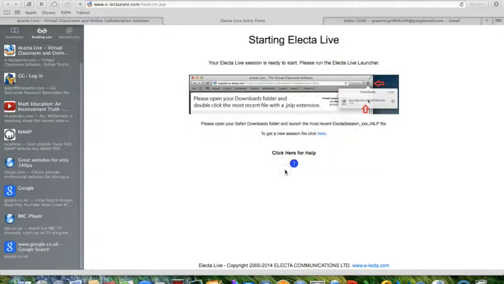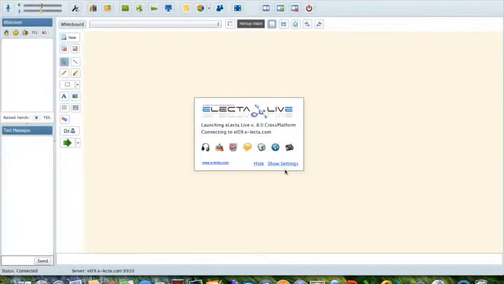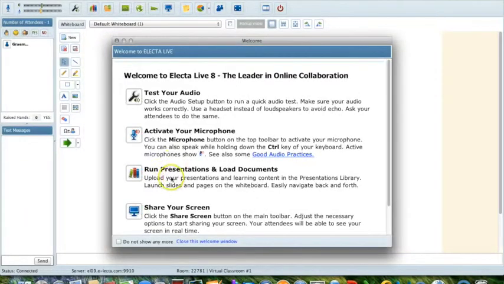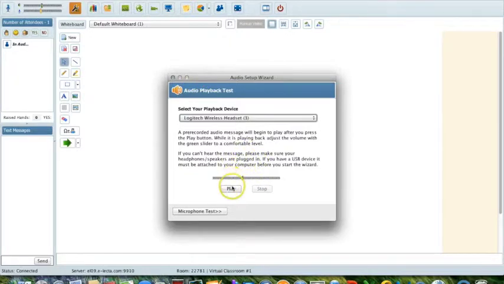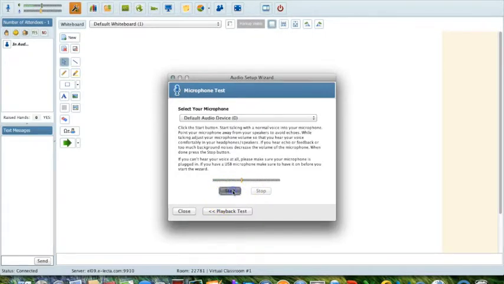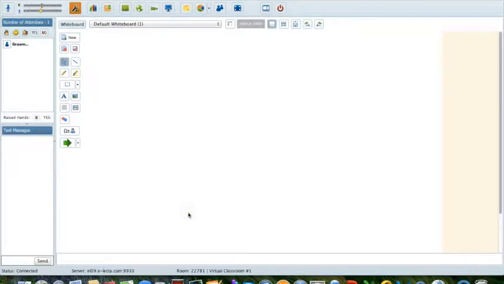If I run that, you'll see I get my whiteboard up. There's a couple of checks you need to do at the start, just to test that the audio's working and to activate the microphone. So we can do that. If I click on there, I can check that. That's obviously working. And then the microphone test, if I just start that, I can check that my microphone's working. It is. So close that, and now we're ready to start our session.